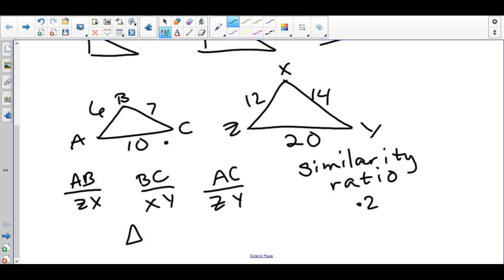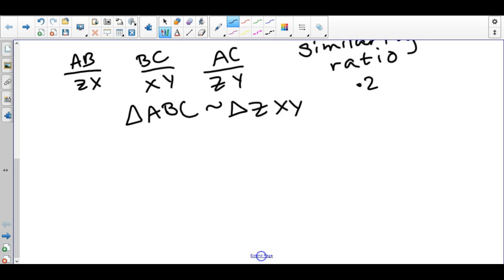And if we were comparing the two triangles, we could write this out as triangle ABC is similar. If you write just a squiggle here, that means similar. We do have to go in the same order. We said A to B to C would be the same as Z to X to Y. So Z, X, Y. So that one gave us all three sides, but they may not give us all three sides.